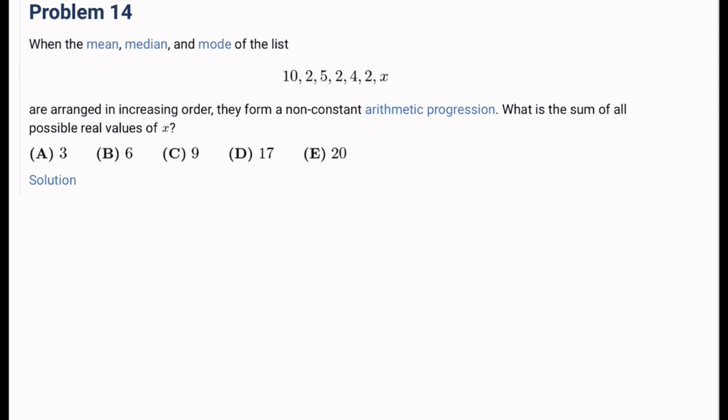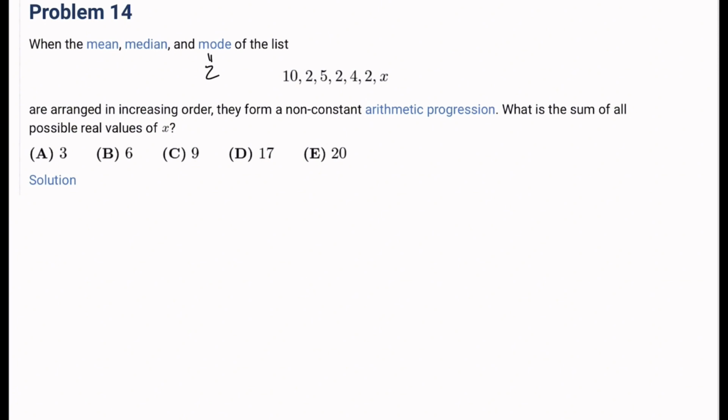If they are arranged in increasing order, they form a non-constant arithmetic progression. What is the sum of all possible real values of x? Okay, so we need the x values, right? And so first of all, the mode. The mode just equals 2, right? Because there are 3 2's.